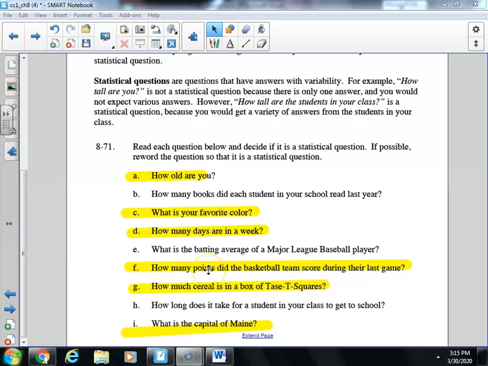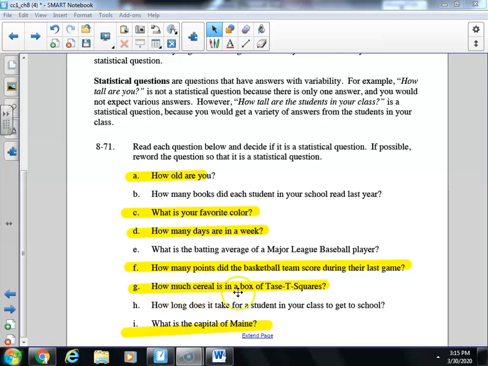Letter F, how many points did the basketball team score during their last game? So we can rewrite that to be how many points does the basketball team score during each game? Because that would imply that there's more than one game that they're collecting information from.